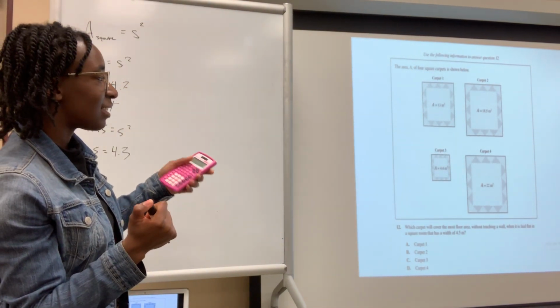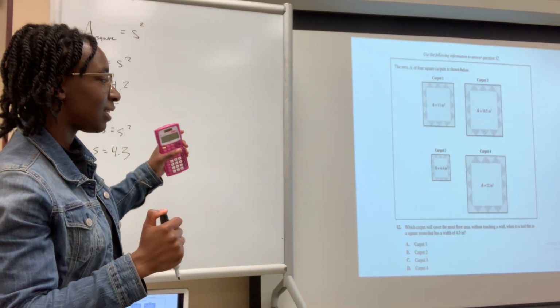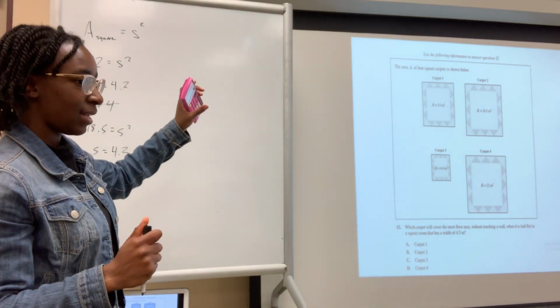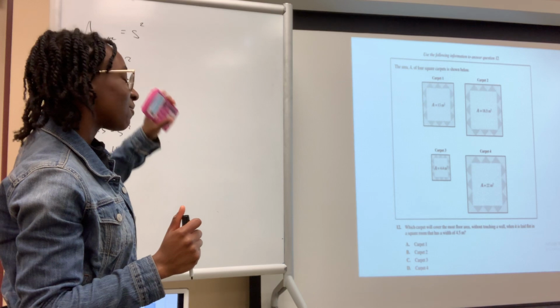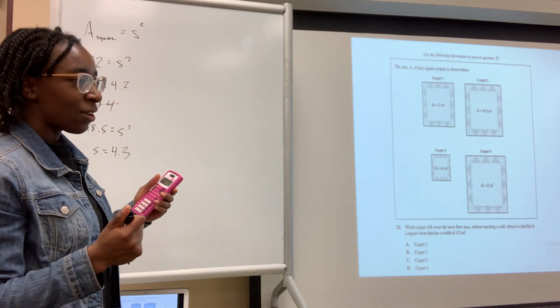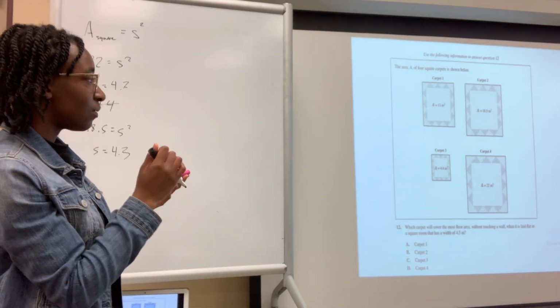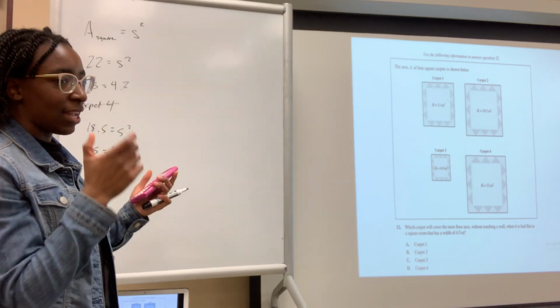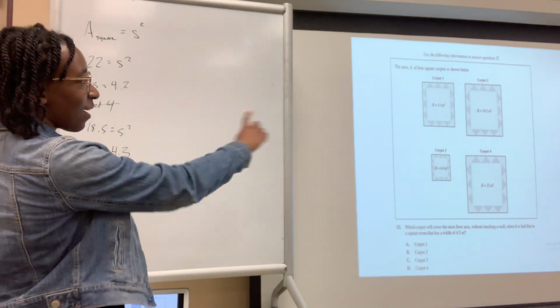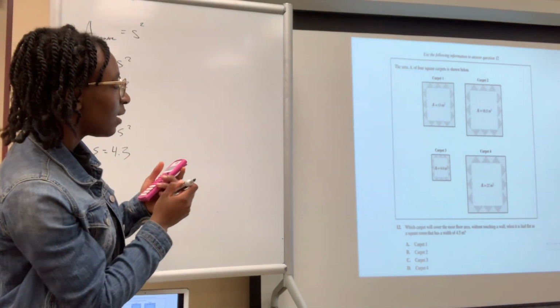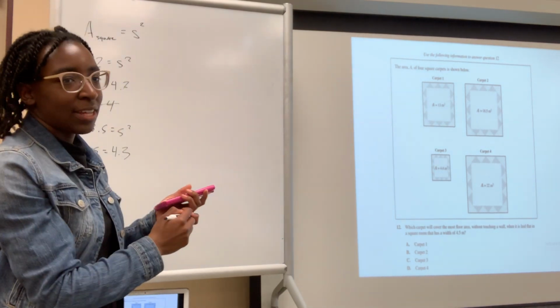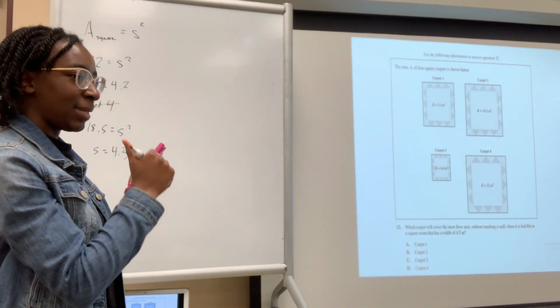And because it has the next largest area, we can safely assume that this is going to be the carpet that will cover the most floor, because if we went to smaller areas, then the side length would keep on getting smaller. So that's why we can assume it's carpet 2. That is going to be our answer. So the answer is B. Makes sense?